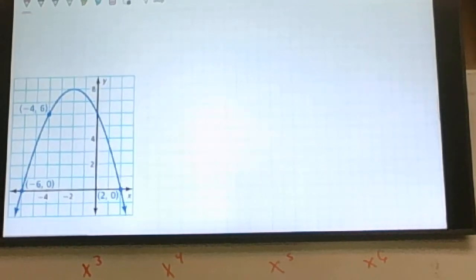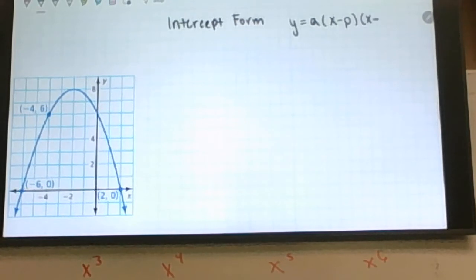All right, let's do some notes on intercept form. I had you write down three forms of quadratic functions last week. It was vertex form, standard form, and intercept form. We've done the other two. Today is the first time to do intercept form.